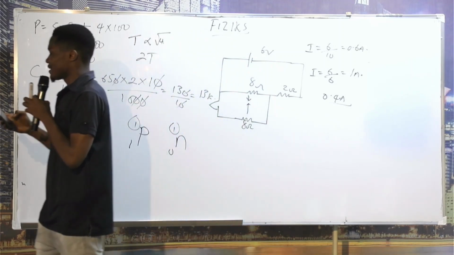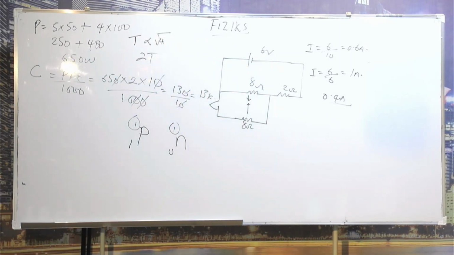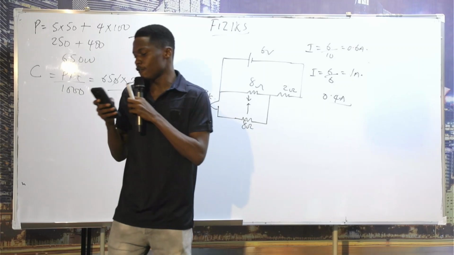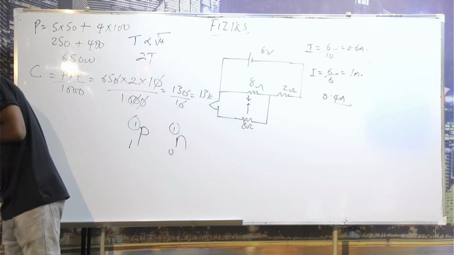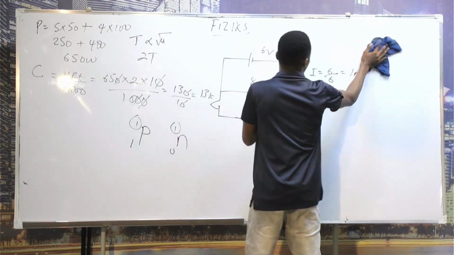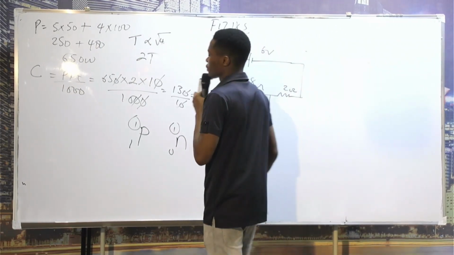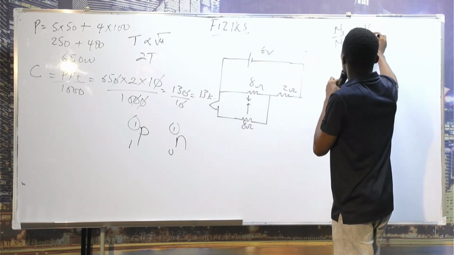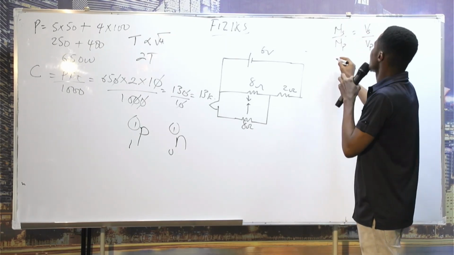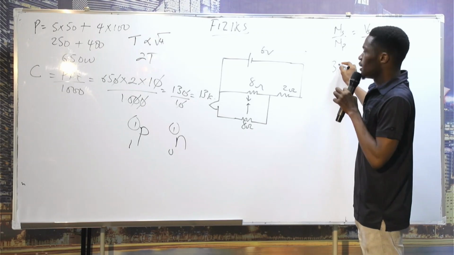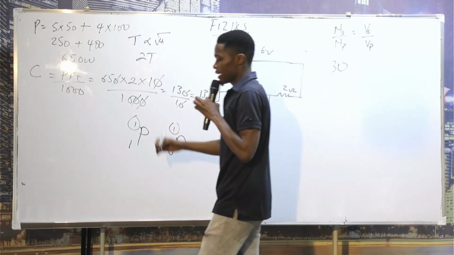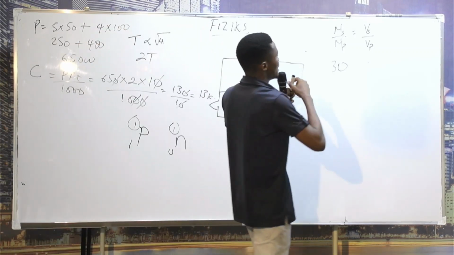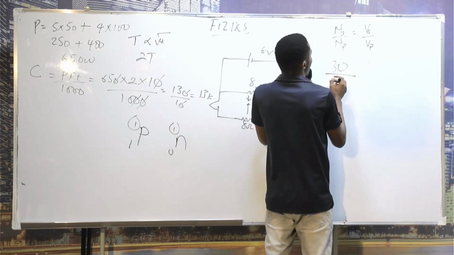A transformer has 300 turns of wire in the primary coil and 30 turns in the secondary coil. If the input voltage is 100 volts, the output voltage is what? Do you know the transformer formula? Yes. What is the transformer formula? NS over NP equals VS over VP. According to the question, what is NS? Is it 300 or 30? Check. A transformer has 300 turns of wire in the primary and 30 in the secondary. So NS is 30 over 300.